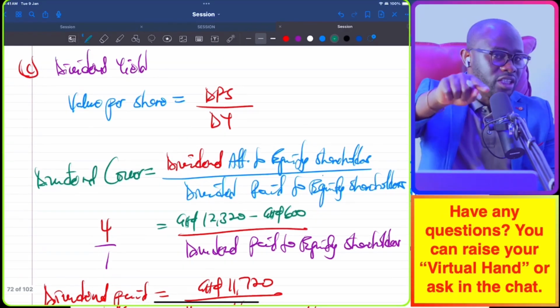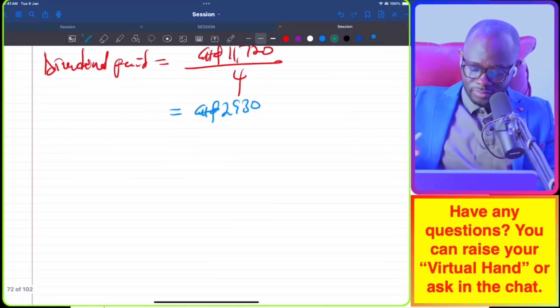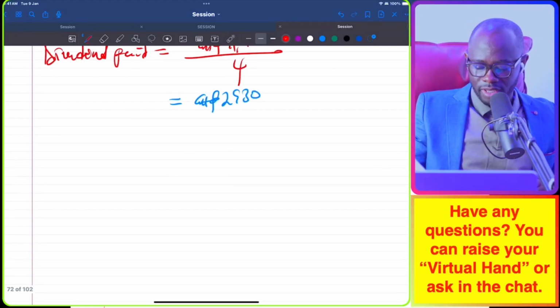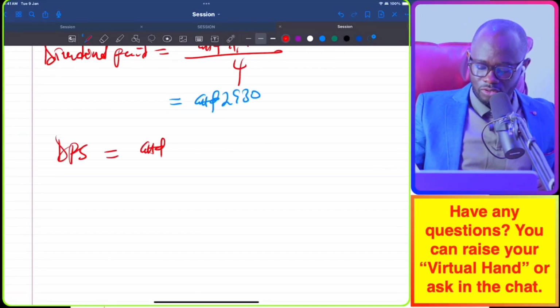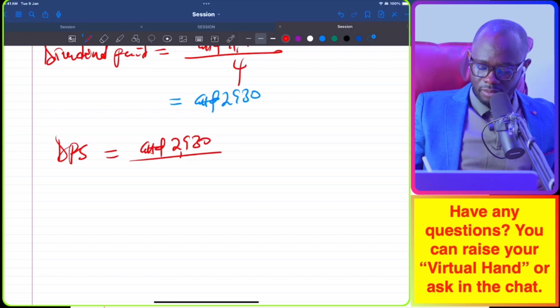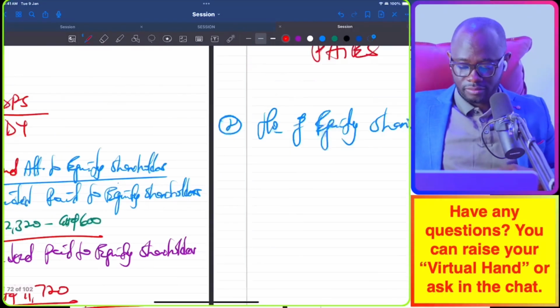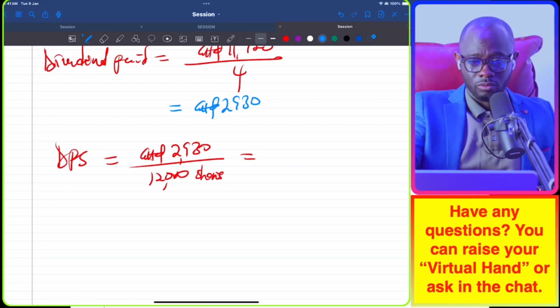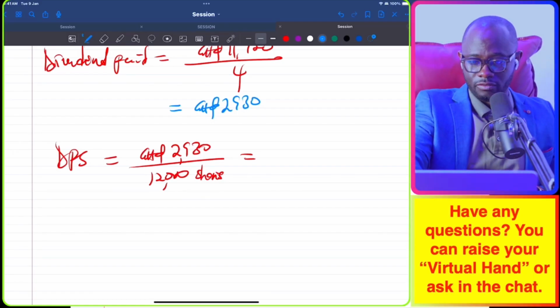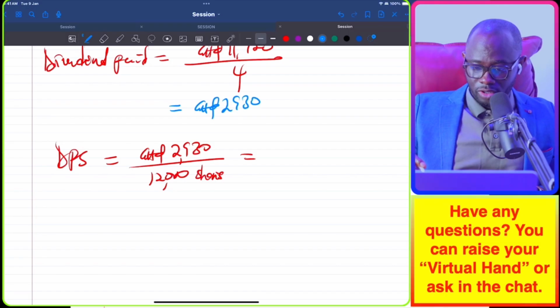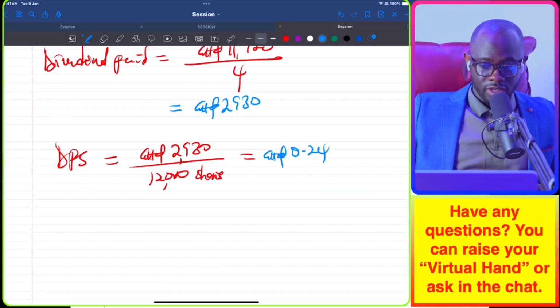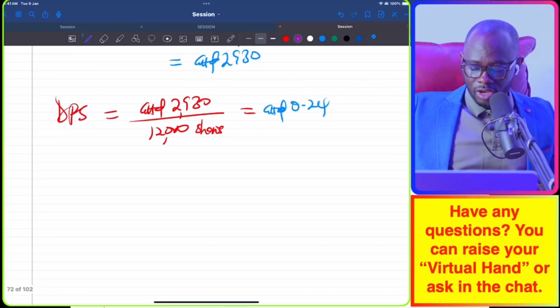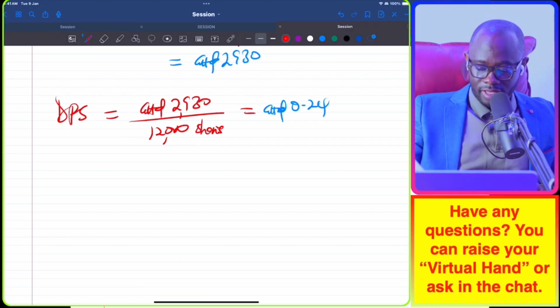But we are looking for dividend per share. So you can now calculate dividend per share, which is the dividend to the people divided by the number of equity shares. Is it still 12,000? Yeah. Can I have an answer coming up, please? 0.2... I missed the other figure. 0.24. Okay. Is that figure confirmed? Yes.